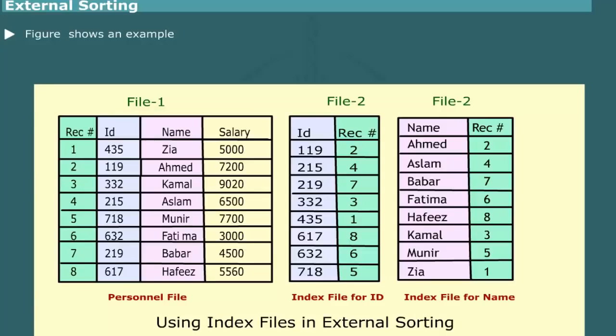Suppose we want to access the main file via index file, file 2. Using the pointers, we can list the records in the main file in order of ID. Again, using the pointers in file 3, we can access the main file and list records sorted by names.